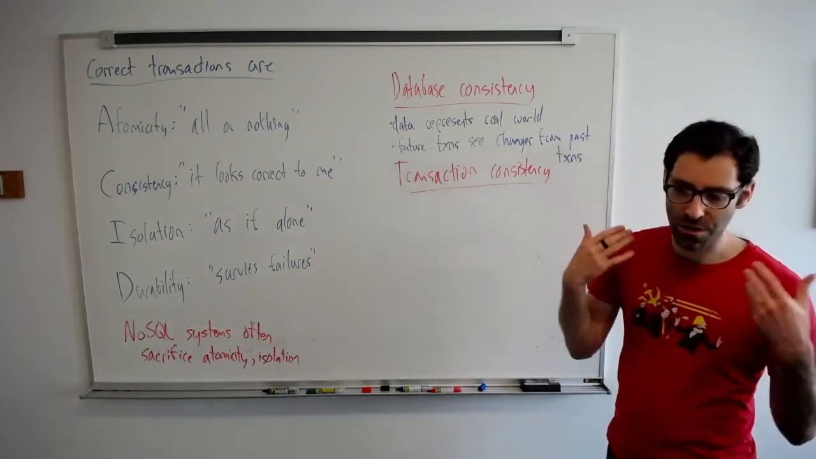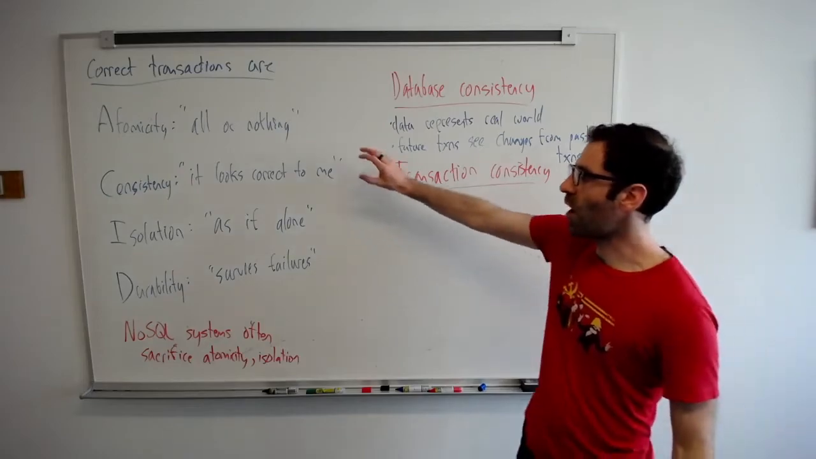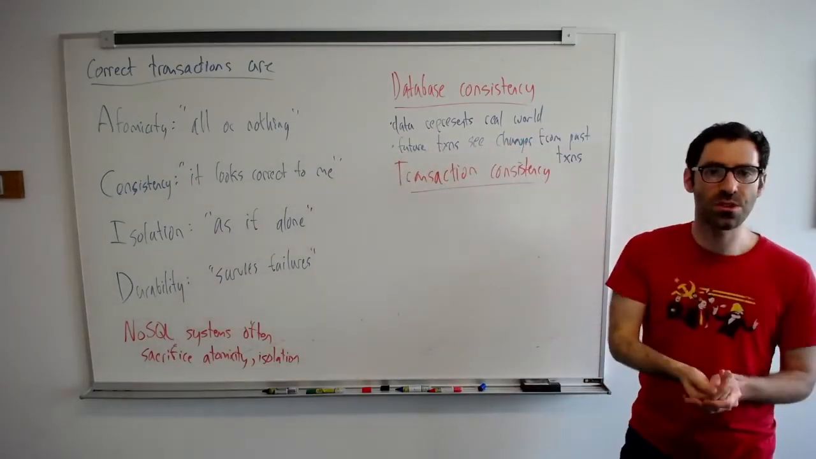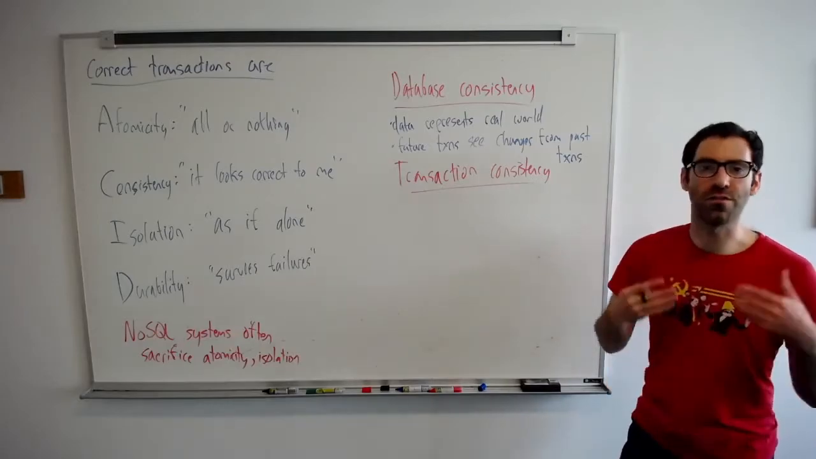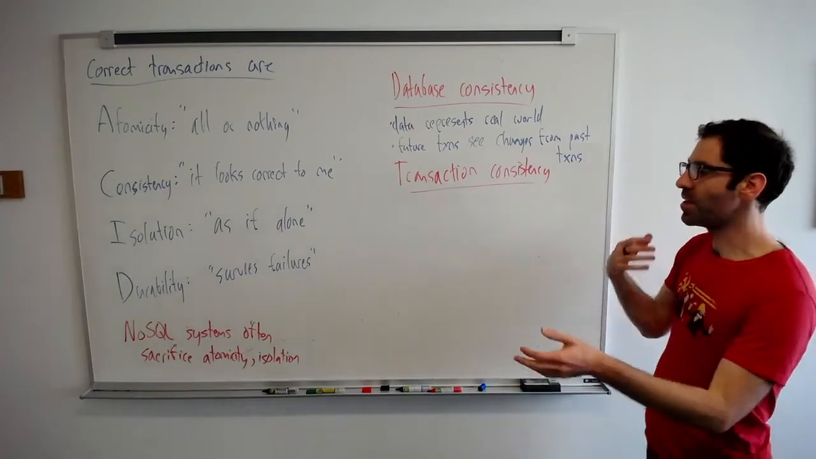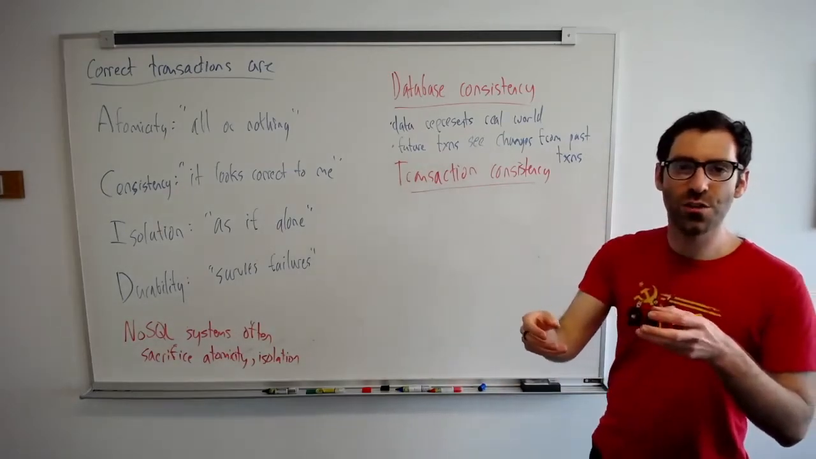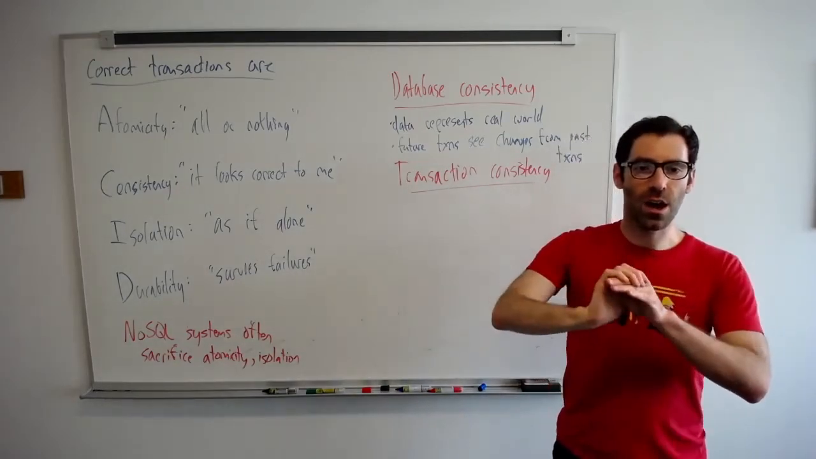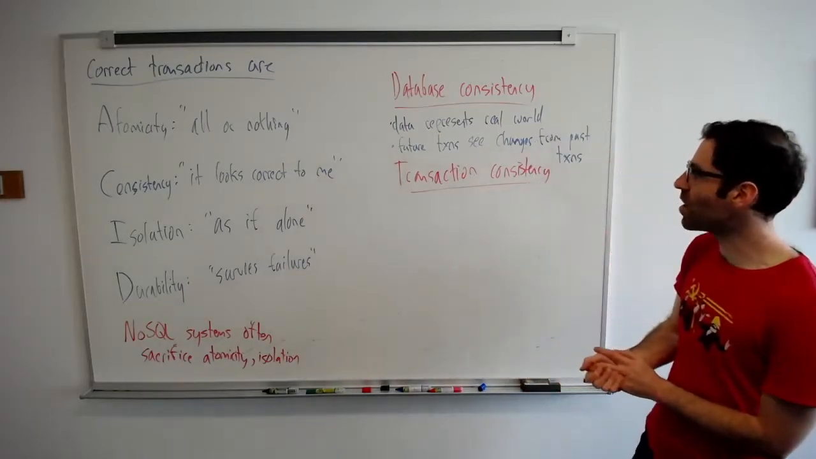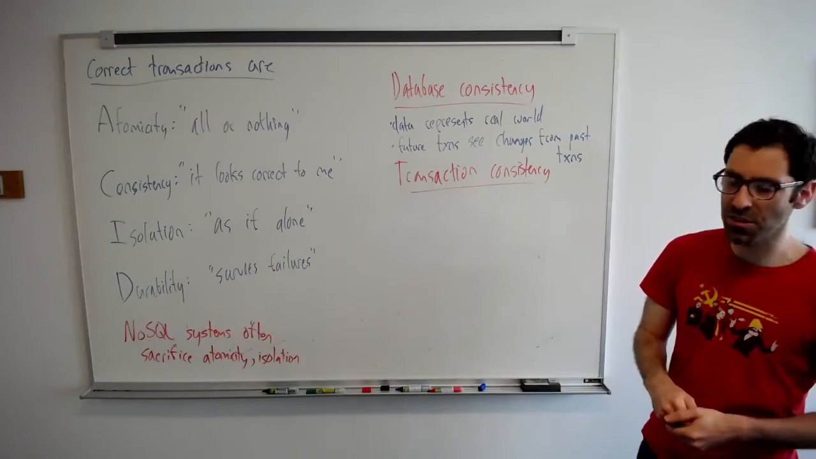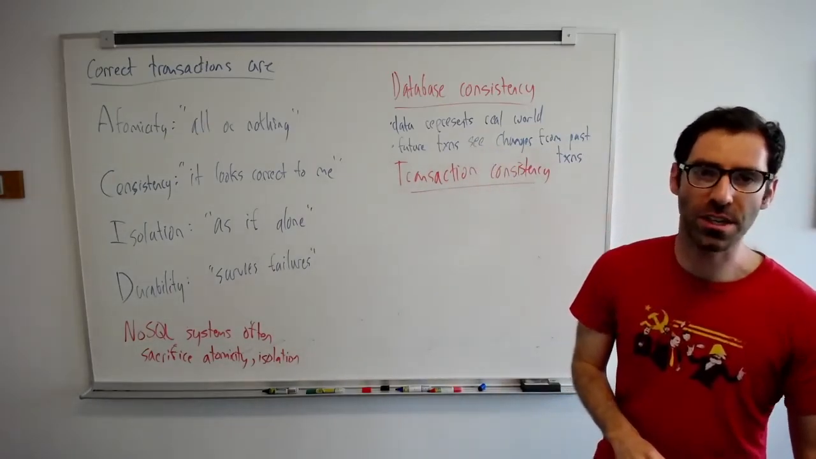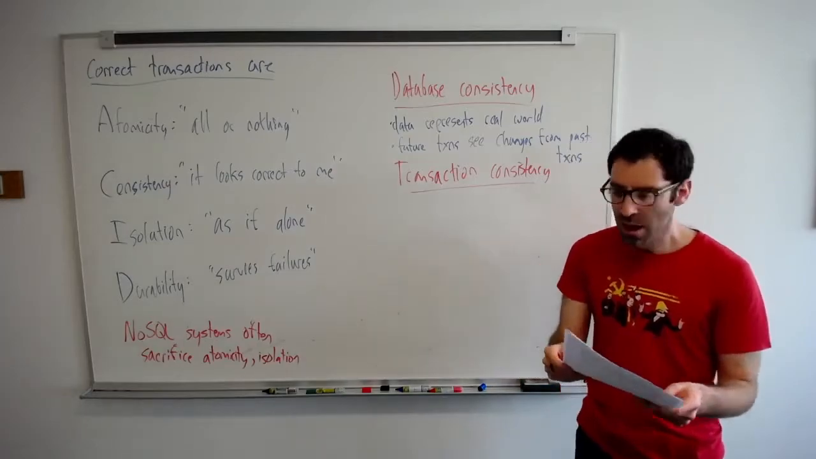And some systems don't provide a strong guarantee like this. NoSQL systems often provide what's called eventual consistency, and that means that eventually the changes from a transaction will be reflected across the distributed parts of the database. This is mainly relevant in that distributed context.